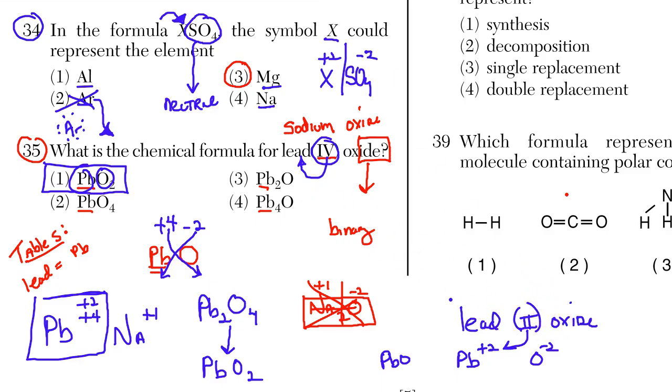And again, the reasoning that we have the Roman numerals is to tell us exactly which positive oxidation state. It's always for the metal, the positive leading one, never for the ending one. So, of course, the answer is 1.